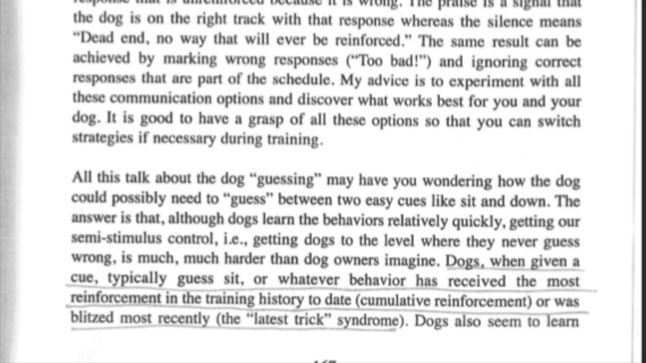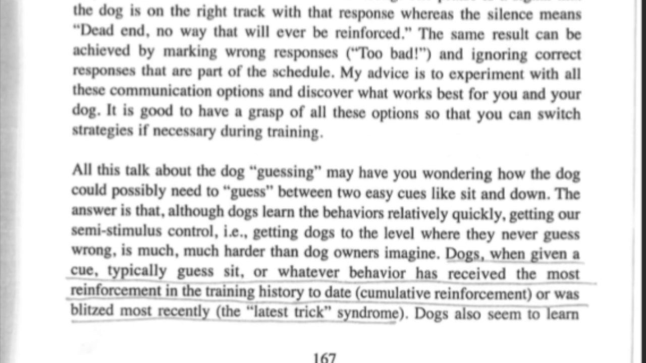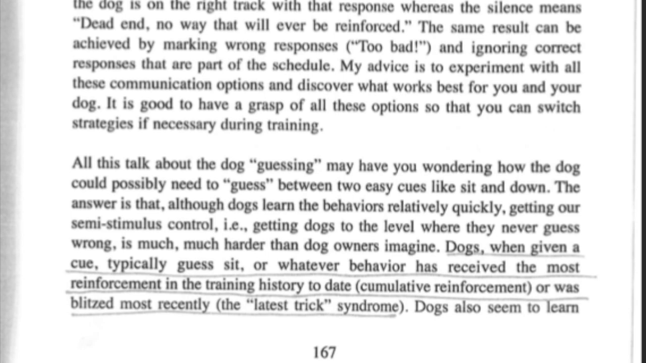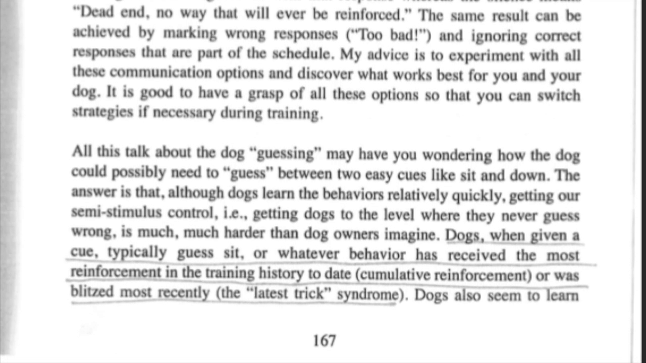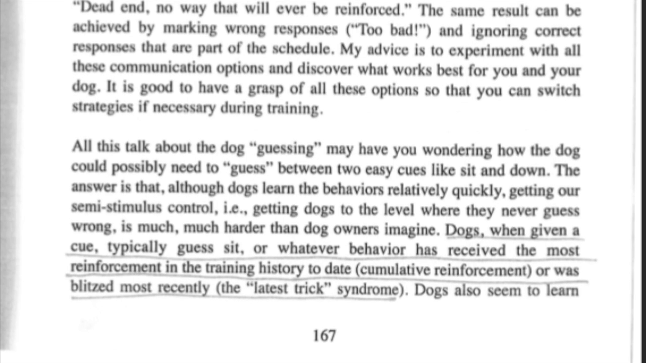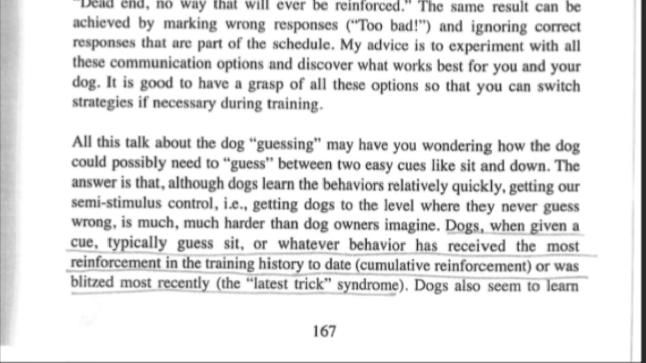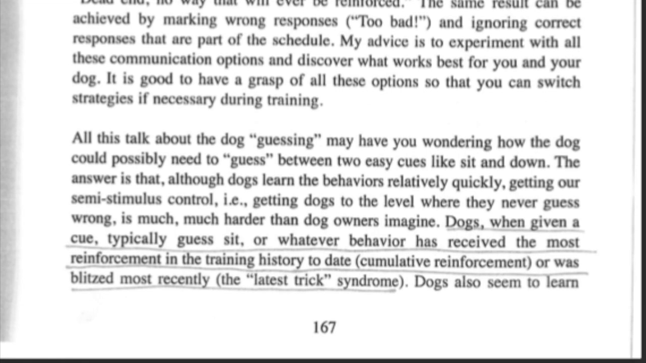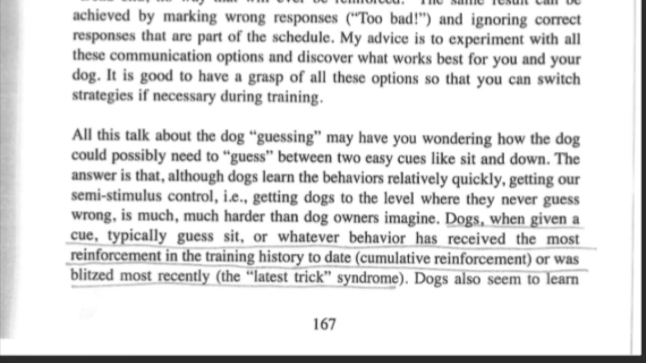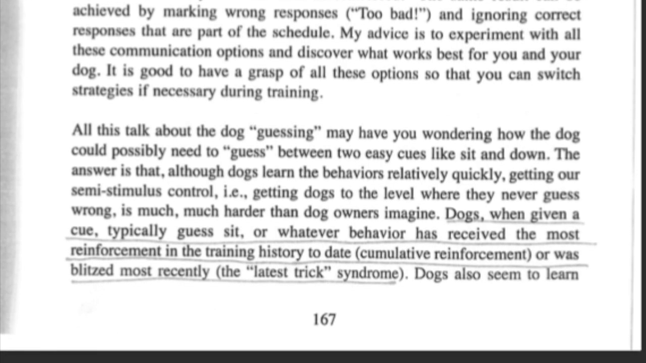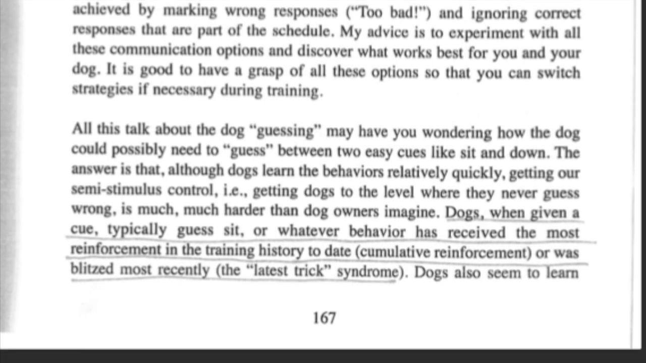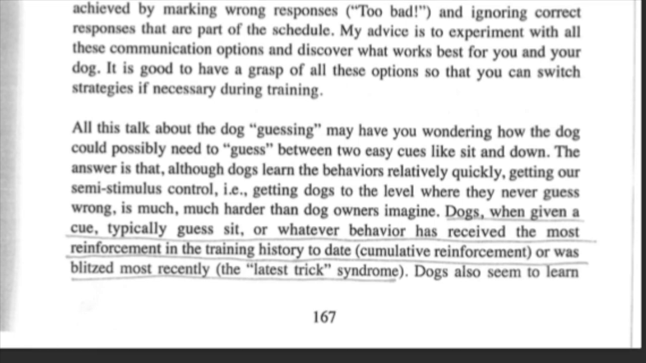The answer is that although dogs learn the behaviors relatively quickly, getting them to semi-stimulus control, i.e. getting dogs to the level where they never guess wrong, is much harder than dog owners imagine. Dogs, when given a cue, typically guess sit, or whatever behavior has received the most reinforcement in the training history to date, cumulative reinforcement, or was blitzed most recently, the latest trick syndrome.